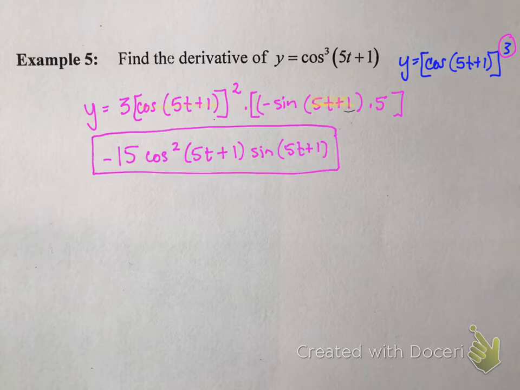But once again, this one was a little bit weird because I had to use the chain rule 3 times on this. I had to do the outside function, which was the cube. Then I had to do the inside function, which had cosine on the outside of a binomial, so I had to take care of the derivative of cosine. And then I had to take the derivative on the inside function of the 5t plus 1.